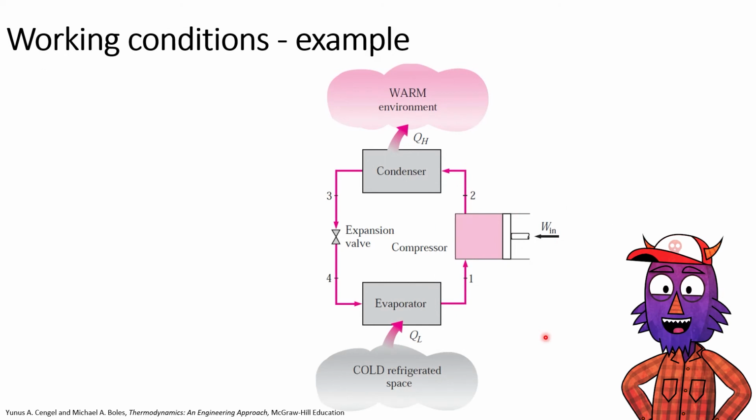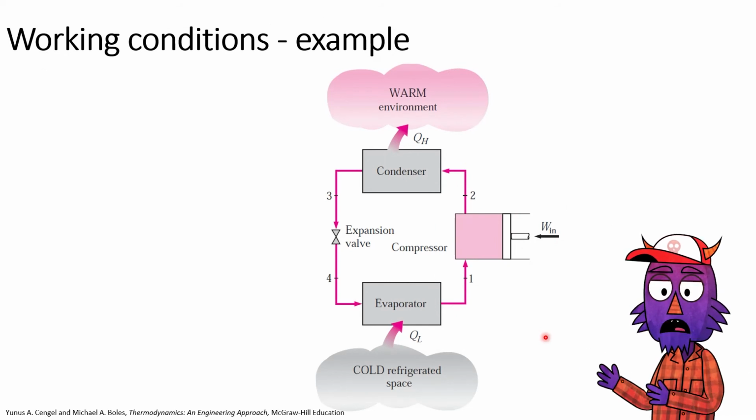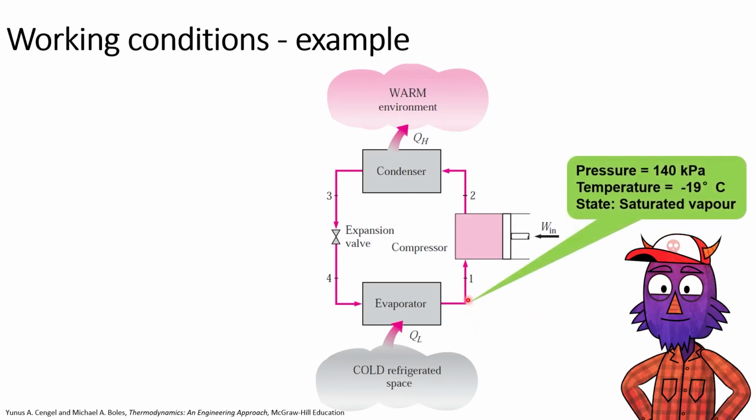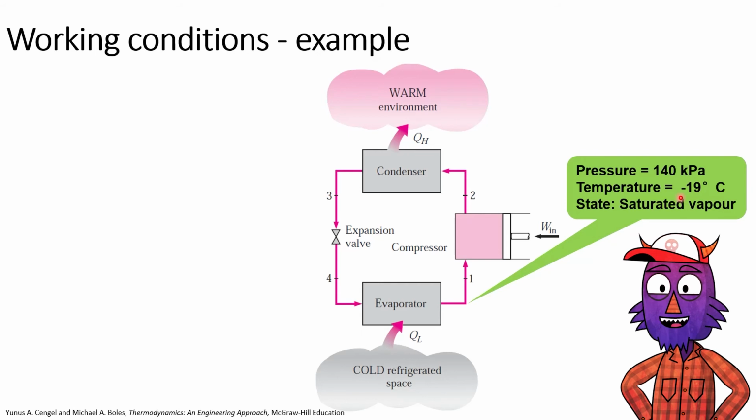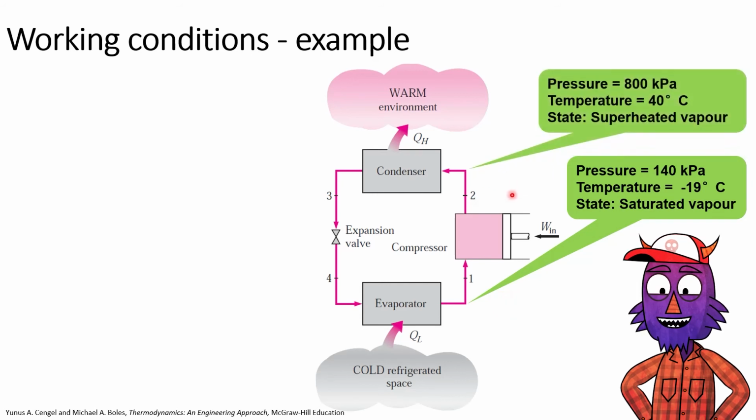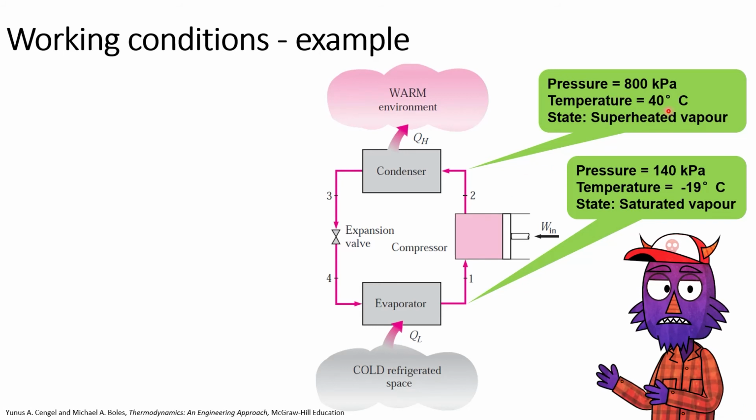Then let me explain a real-world example for the refrigerator with the values for pressure and temperature. We'll start from state 1. At that moment, the pressure is 140 kilopascals. The temperature is minus 19 degrees Celsius, very cold refrigerant, and the refrigerant is in a saturated vapor state. Then it goes through the compression process. The pressure will be increased up to 800 kilopascals. The temperature will be 40 degrees Celsius, because as the pressure increases, the temperature will increase as well, and it is in the superheated vapor state.